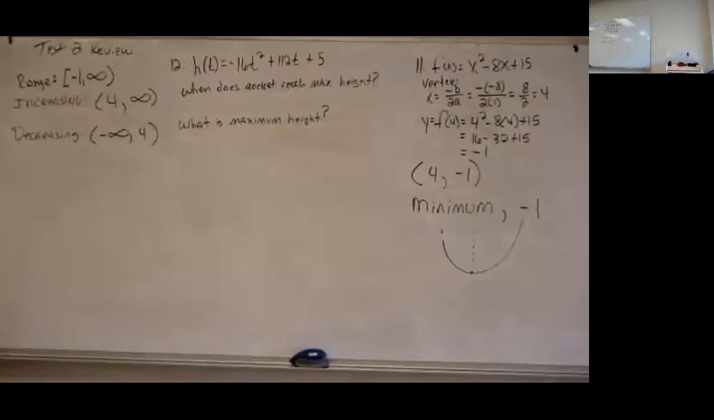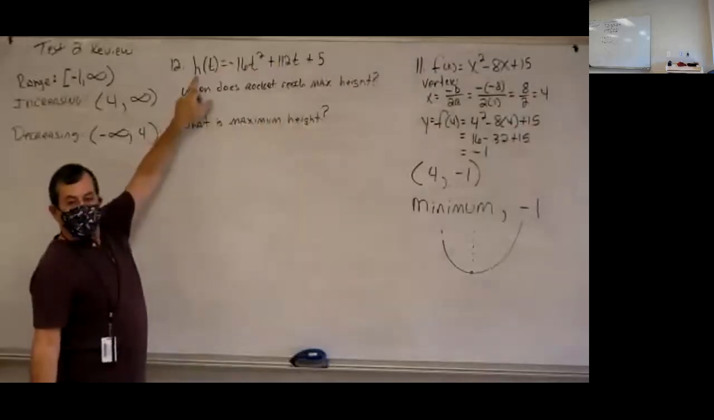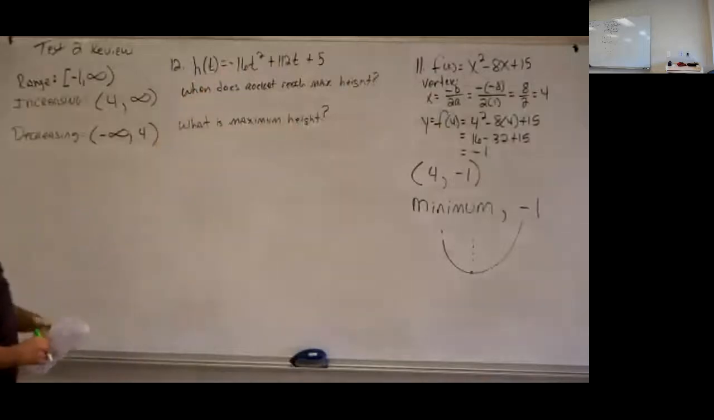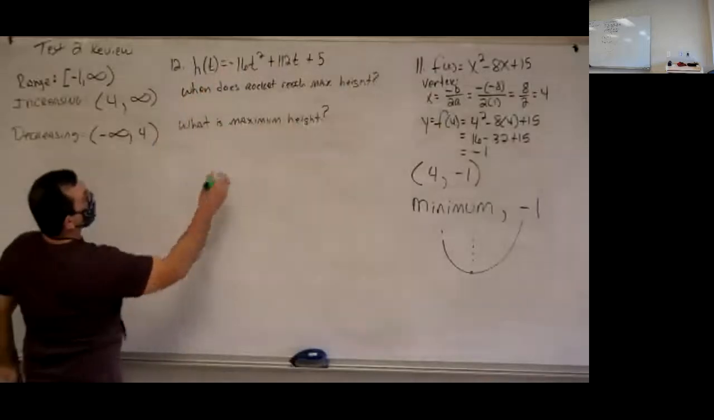Okay, so that is a vertex question. You can do it in the calculator. The x will be the time, the y value will be the height. And that's what this means. We want to know the height, and the height of this rocket depends on how many seconds or what time it was in the air, right? So I'll do it just like that.